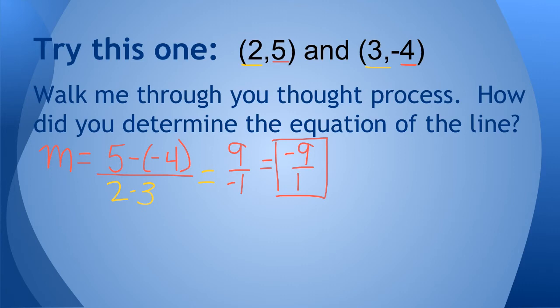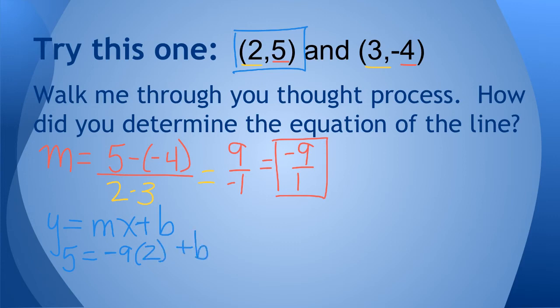Step 2, I am going to substitute. Here's my formula. I'm going to use my first ordered pair, although it doesn't matter which one you use. My y-coordinate is 5. My slope we just figured out is negative 9. My x-coordinate is 2, and then we don't know b. So when I simplify this, I'm going to have 5 equals negative 18 plus b.